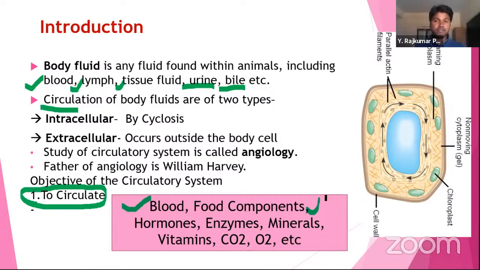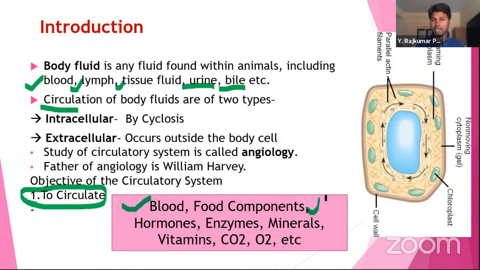For this supply from the small intestine to all parts of the body, there is a need of a carrier, isn't it? So the carrier is the blood. Okay, and blood is flowing through the tubular structures here. These tubular structures are called blood vessels.